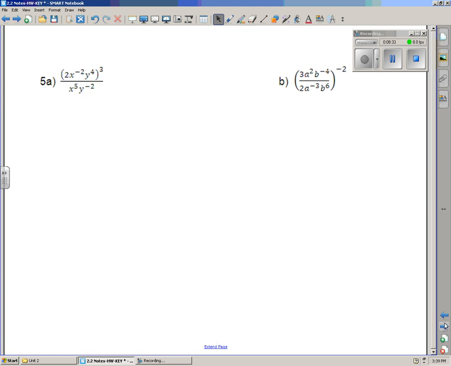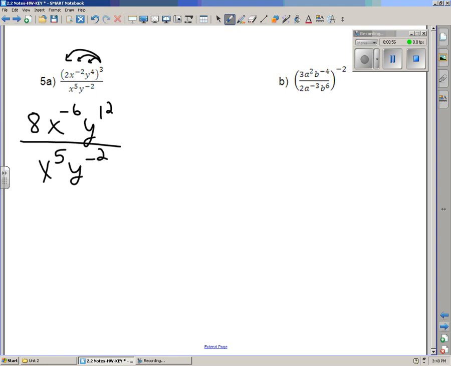5a. What's happening up top is you need to make sure that you distribute your outside exponent to everything inside, which means 2 cubed is 8. X to the -2 cubed is x to the -6. Y to the 4th cubed is y to the 12th. On the bottom, it's just exactly what's there.